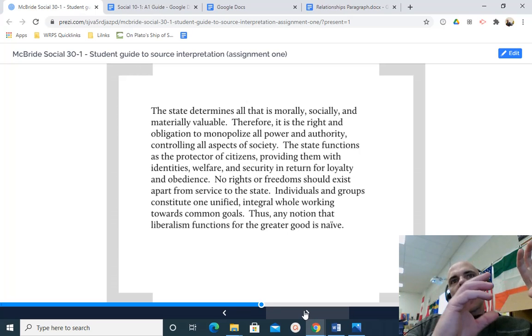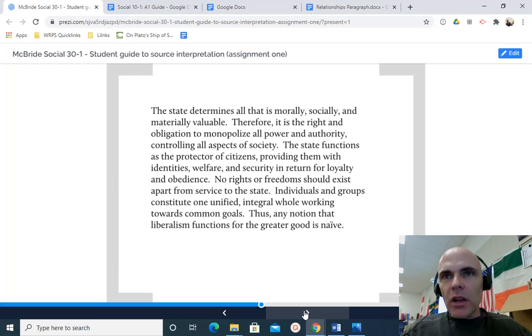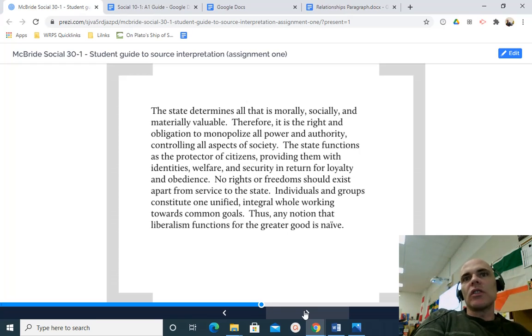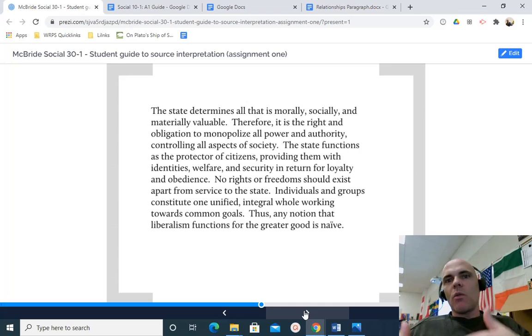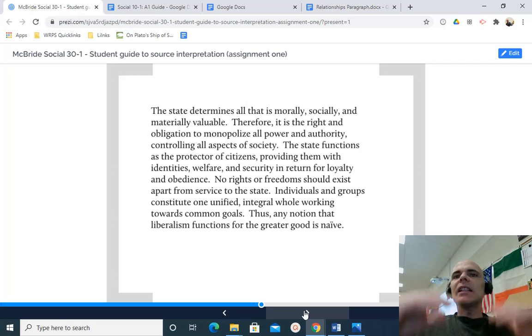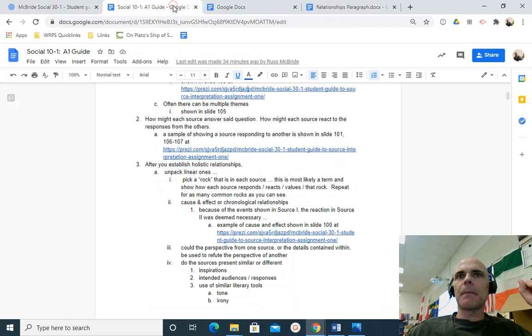So how would the voice behind source 1 respond to the cartoonist? How would the people within the cartoon respond to the situation described in source 1? How would the people in the cartoon in source 3 respond to the people in the cartoon in 2? How would the cartoonist from 2 respond to the cartoonist in 3? So there are many levels of this response to each other that we can massage out a little bit.